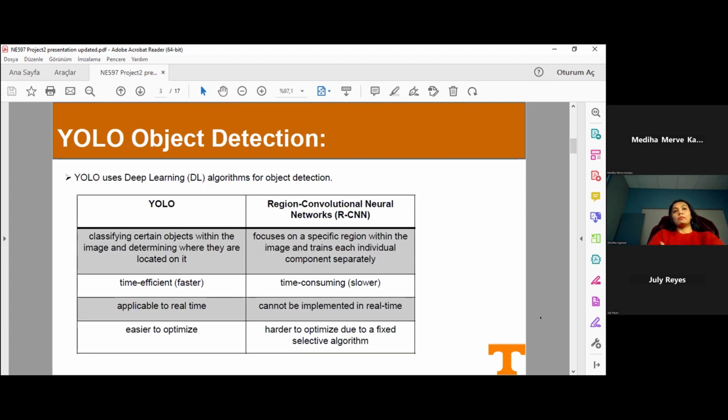YOLO uses deep learning algorithms for object detection. YOLO has superior properties to other older methods, for example RCNN, which is a mostly used method. These are the differences between YOLO and RCNN.